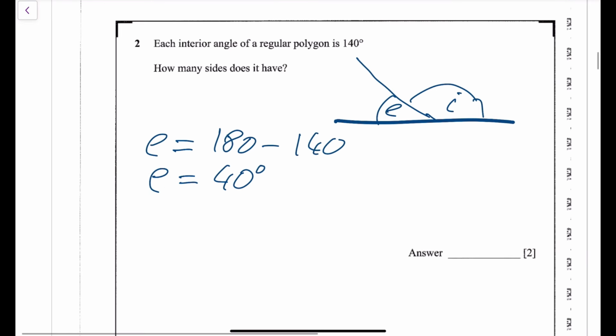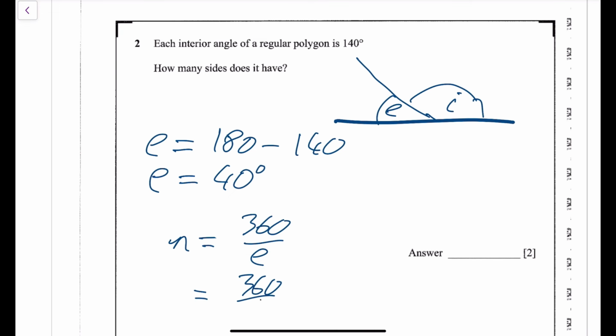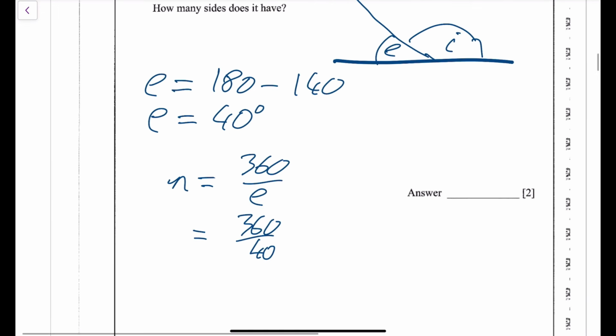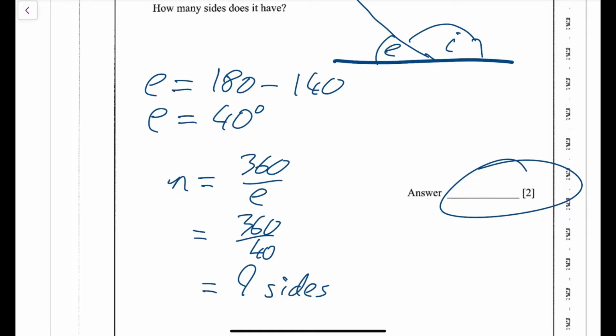And then it's a regular polygon. For a regular polygon, your number of sides is equal to 360 divided by the exterior angle. So for us, 360 divided by 40, and 360 divided by 40 is 9. And I would just write down sides as well. Okay, and you would obviously write your answer in here. Okay, the next one.